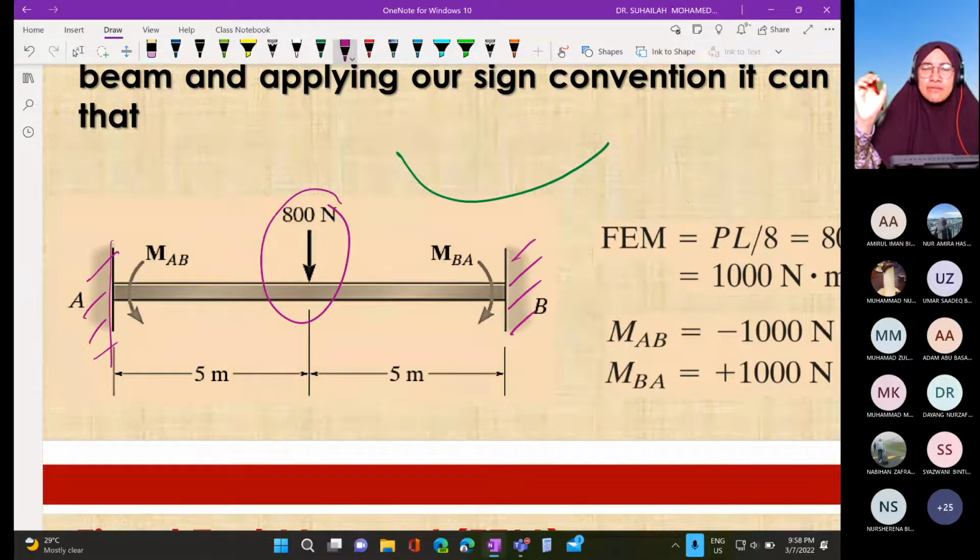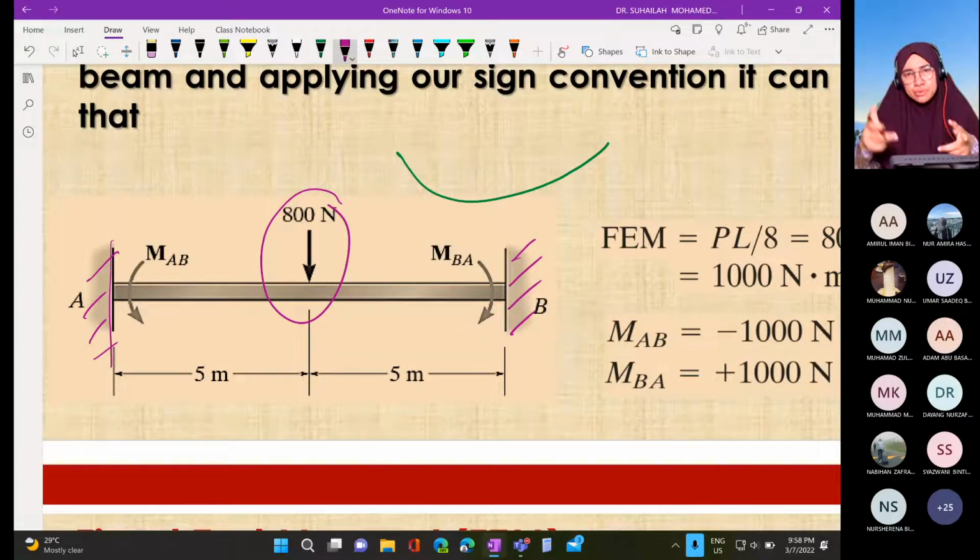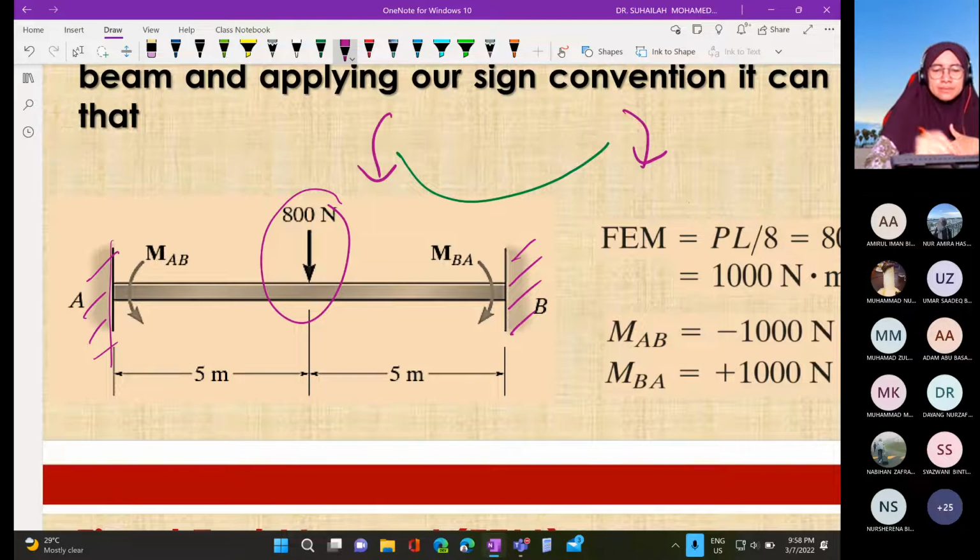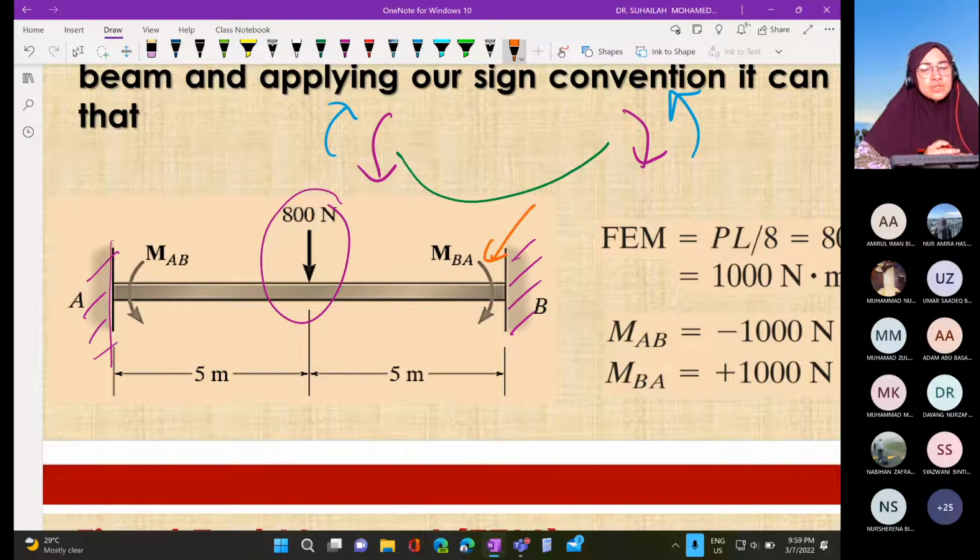Bila kita nak apply fixed end moment, we have to make sure that bila kita apply saja moment tu, kita kena apply dalam arah untuk kita jadikan this bend beam go back to its original position, which is straight position. So arah mana yang kita nak apply? Yang ni or yang ni? So that the beam will move back to its original position.